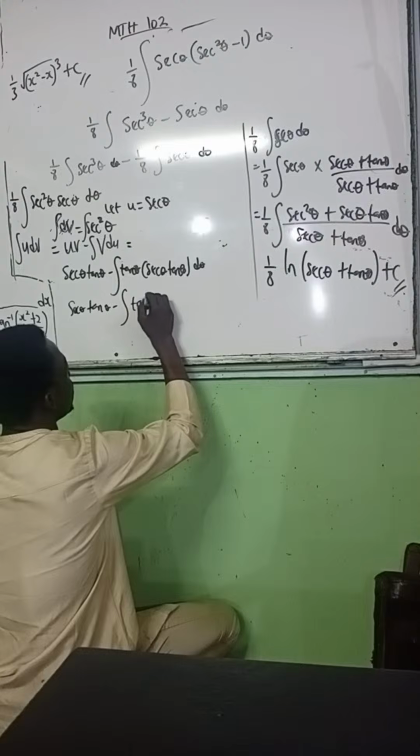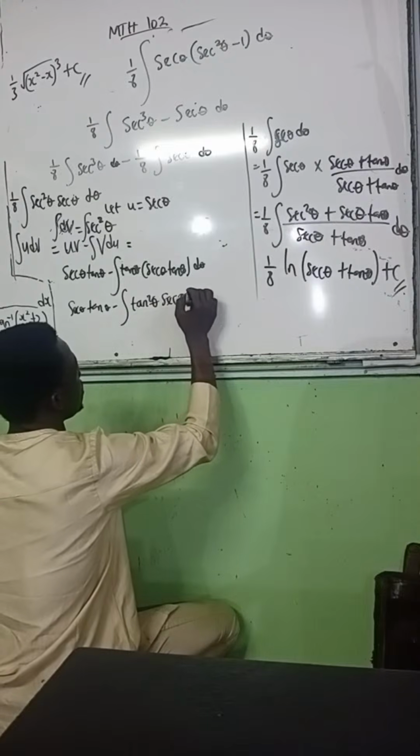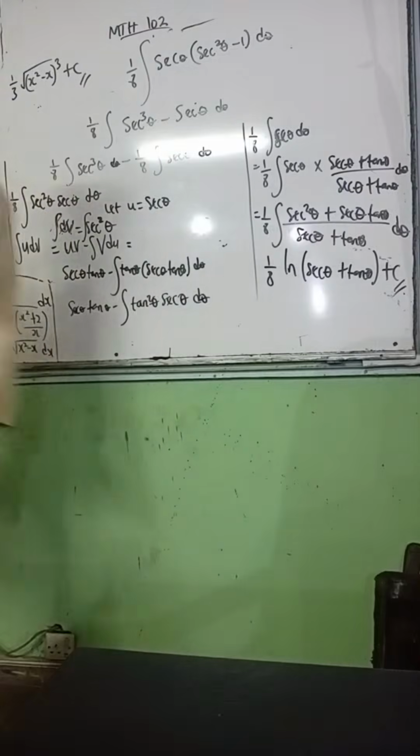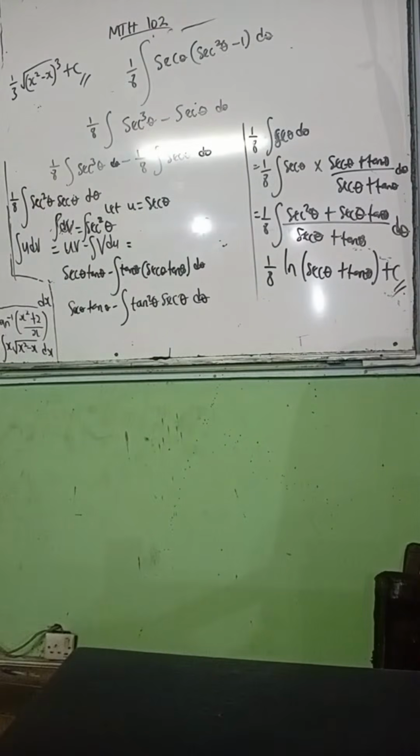Tan square theta sec theta d theta. Same thing we did last time, that we use integration by parts again now.